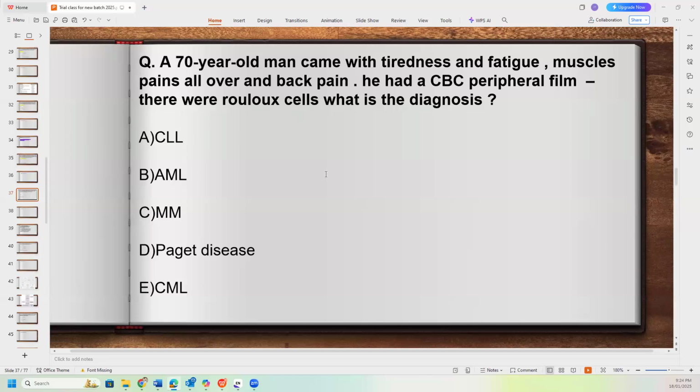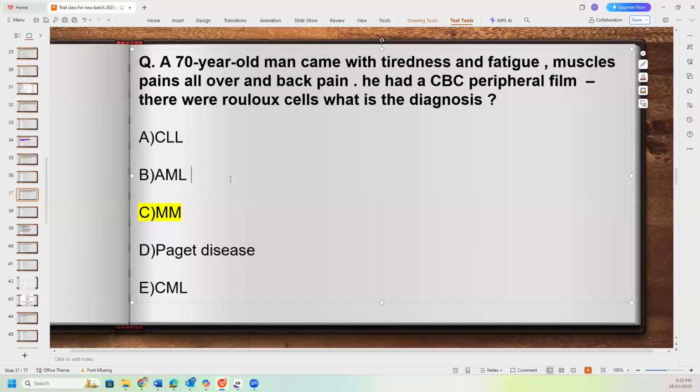So Rouleaux cells is pathognomonic in diseases that have abnormal quantities of immunoglobulin and fibrinogen, which is particularly present in multiple myeloma. If you don't know how to rule out other options, just pay attention to your question.